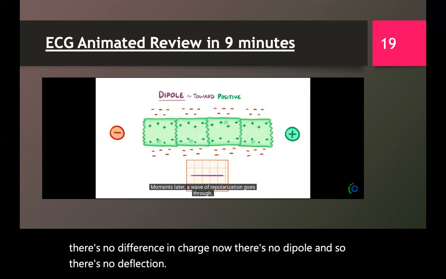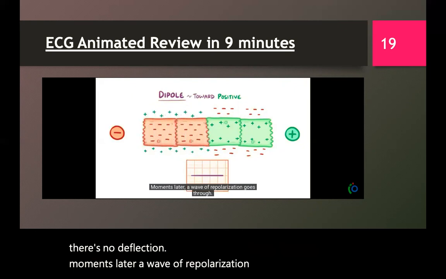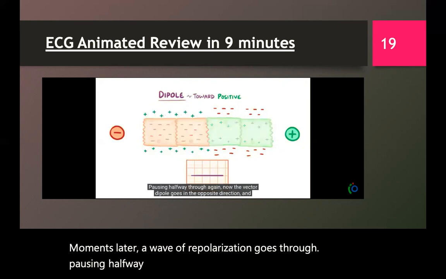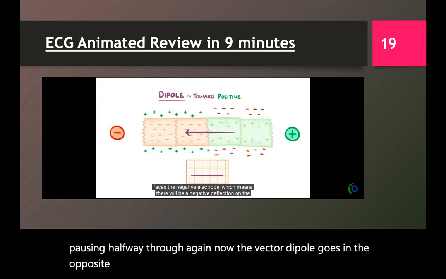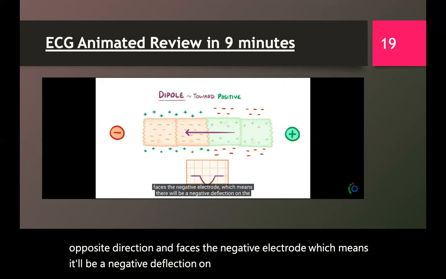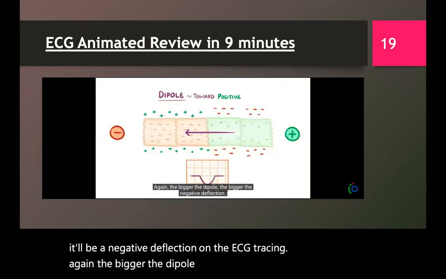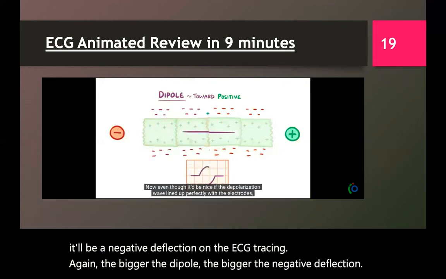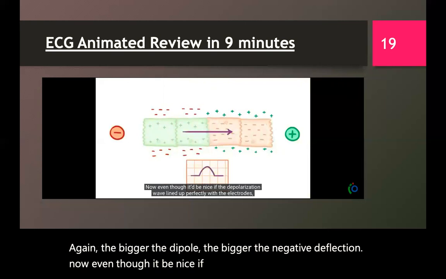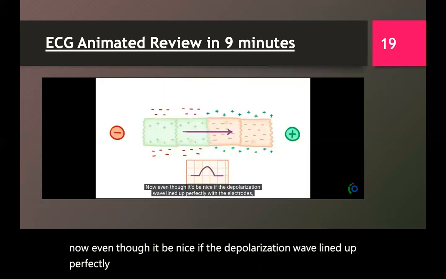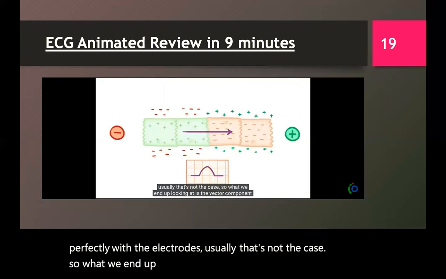Moments later, a wave of repolarization goes through. Pausing halfway through again, now the vector dipole goes in the opposite direction and faces the negative electrode, which means there'll be a negative deflection on the ECG tracing. Again, the bigger the dipole, the bigger the negative deflection. Now, even though it'd be nice if the depolarization wave lined up perfectly with the electrodes, usually that's not the case. So what we end up looking at is the vector component that's parallel to the electrode.